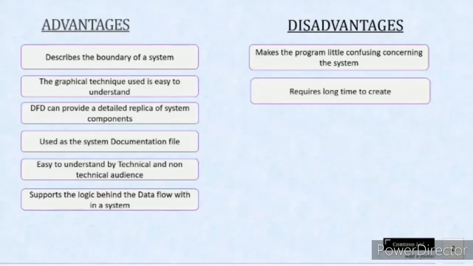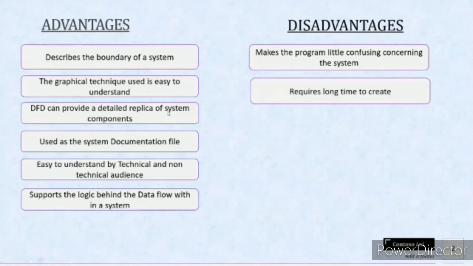The first advantage is that it describes the boundaries of the system, which means that with the help of the DFD, the boundaries of the information system are easily understandable. The second point is that the graphical technique used is easy to understand. With the help of graphical techniques, the DFD becomes more easily understandable.